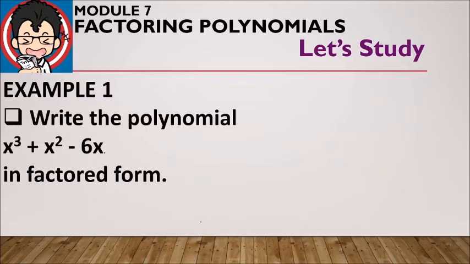For example number 1, ayan, we are asked to write the polynomial x cubed plus x squared minus 6x in factored form. Now guys, don't be deceived ha. Yes, 3 terms siya. Pero, take note, the degree is 3 or the highest exponent is 3. So, baka akalain nyo quadratic to. Okay? So, again, be observant.